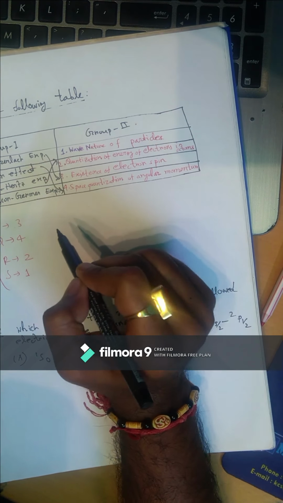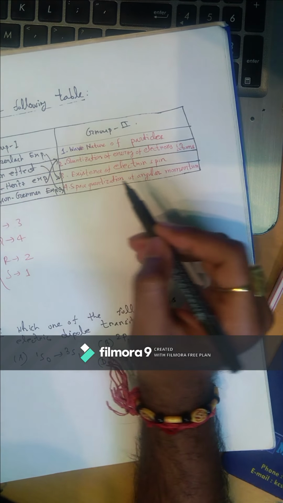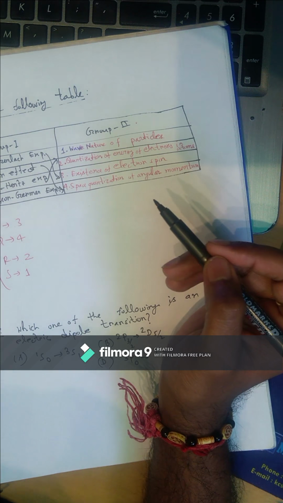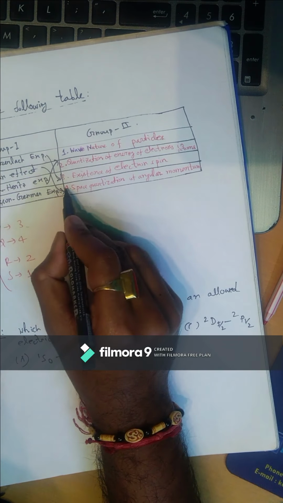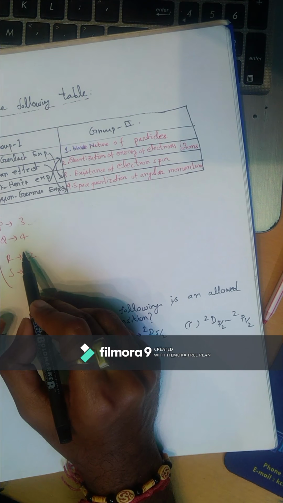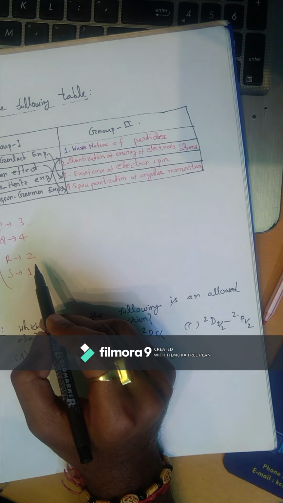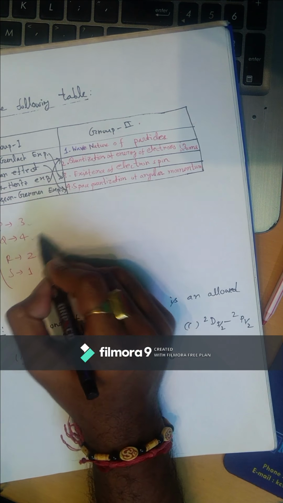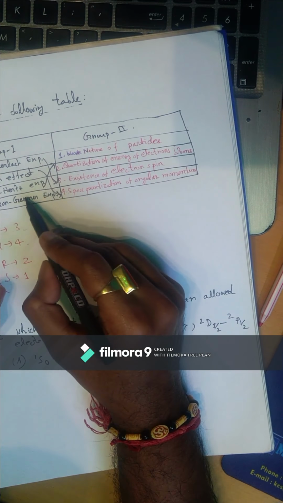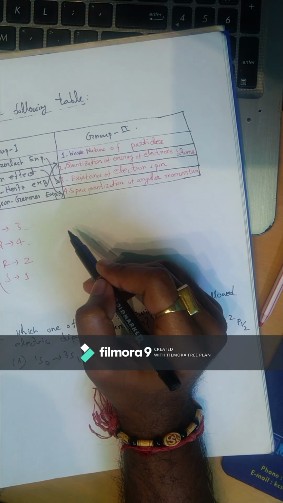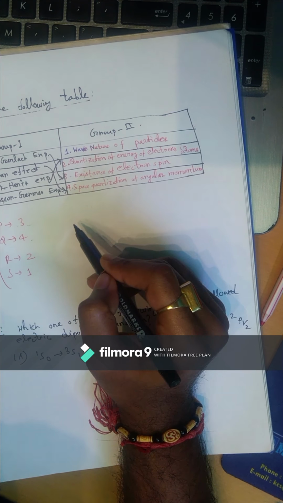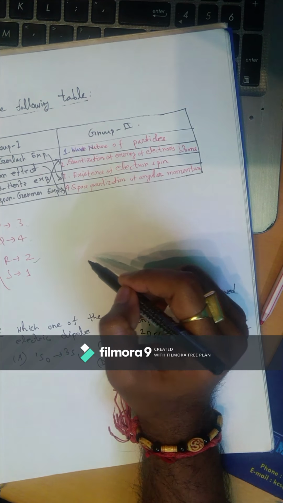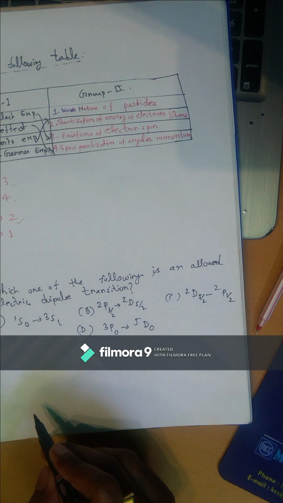For the Stern-Gerlach experiment, we all know that from it we can find the existence of electron spin. So P is 3. From the Zeeman effect, we can quantify the space quantization of angular momentum. Q is 4. From the Franck-Hertz experiment, we know the quantization of energy of electrons in atoms. R is 2. And the Davisson-Germer experiment depicts the wave nature of particles. Now come to question number 17.